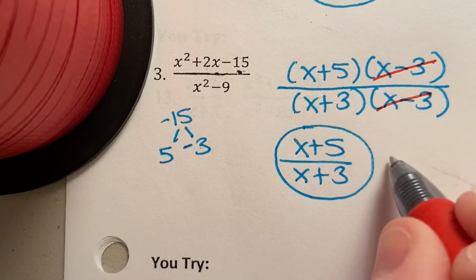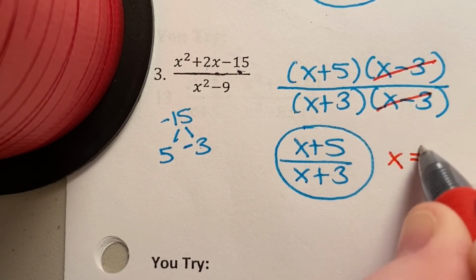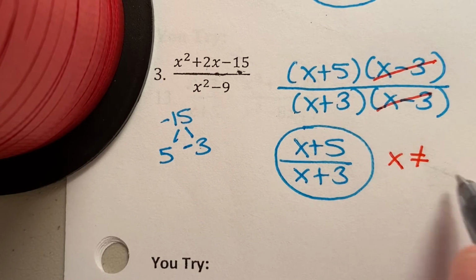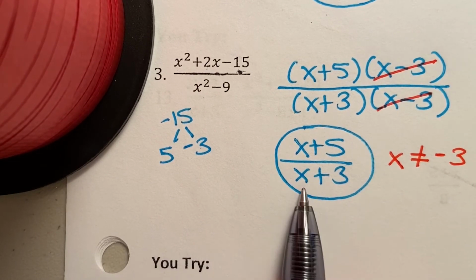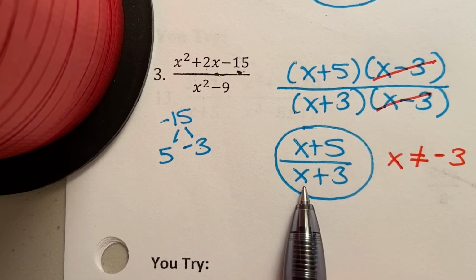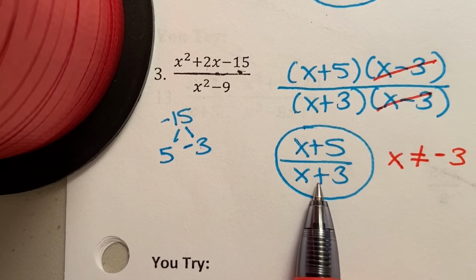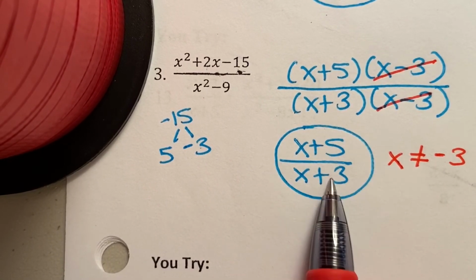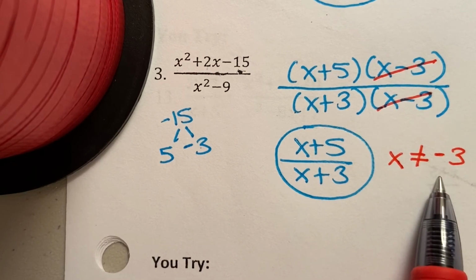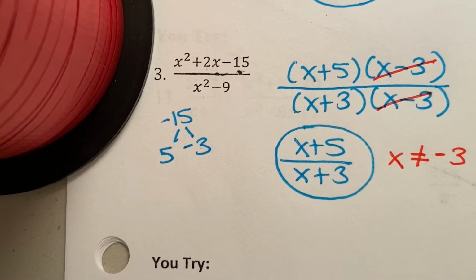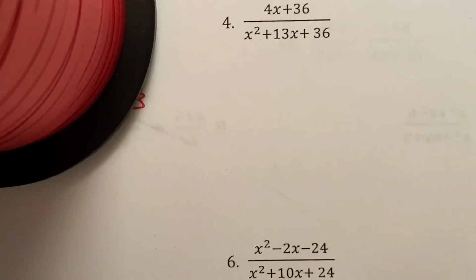So that is my simplified answer. My extraneous solution would be negative 3, because if I were to substitute negative 3 in the denominator, that would give me a 0 in the denominator, which is undefined. All right, so this is my simplified answer. This is just an extraneous solution if you were ever asked that. All right, number 4.